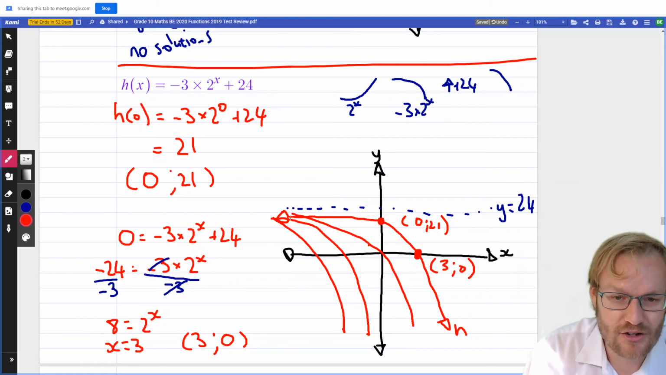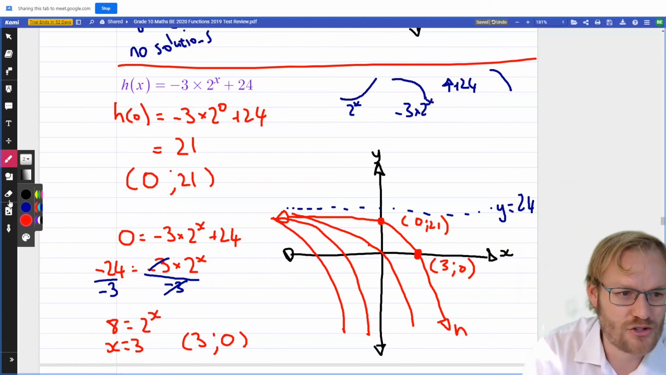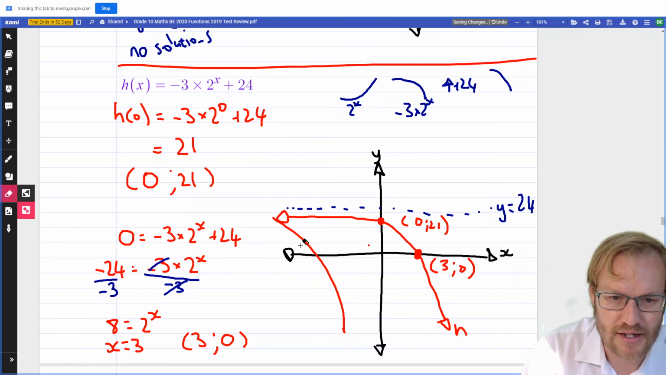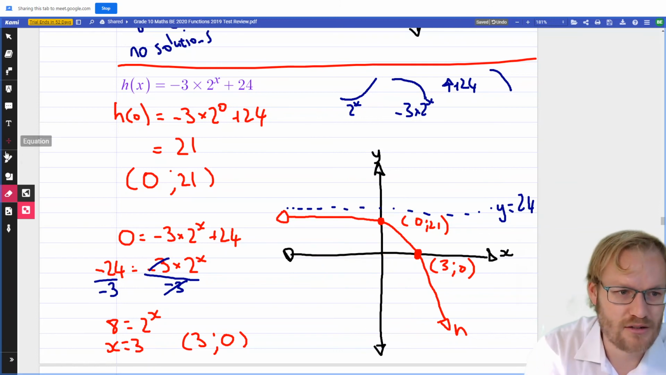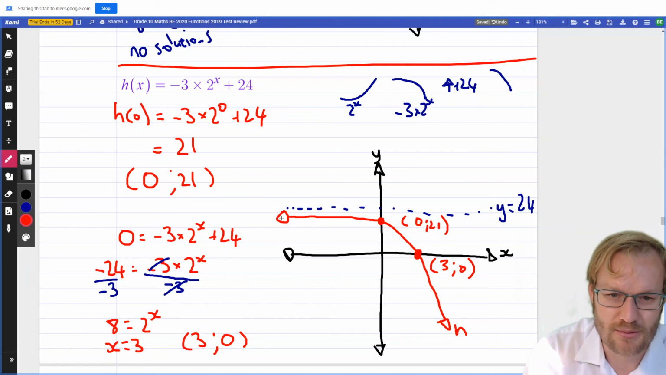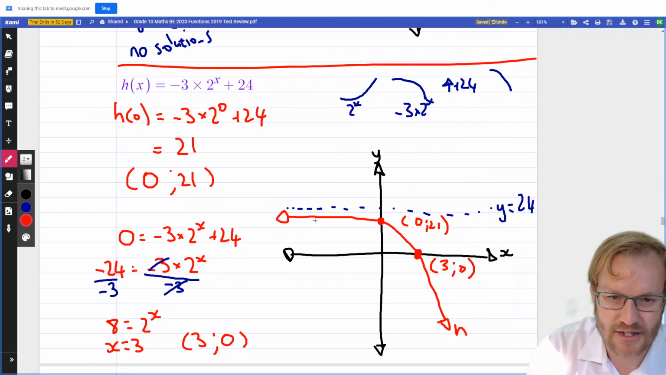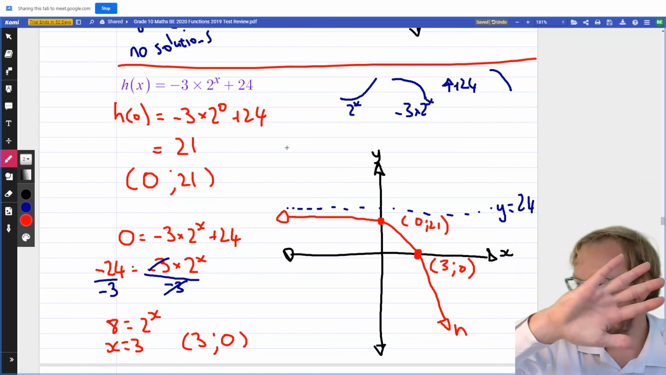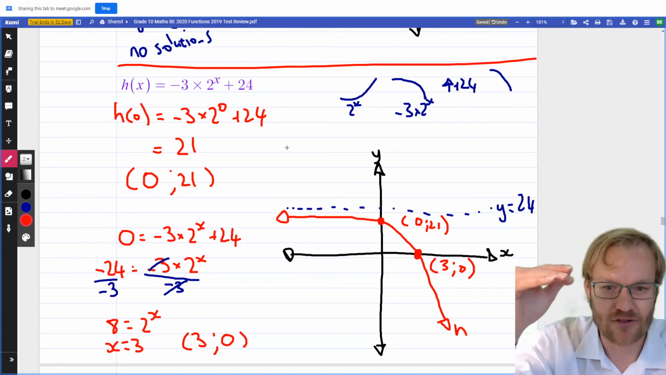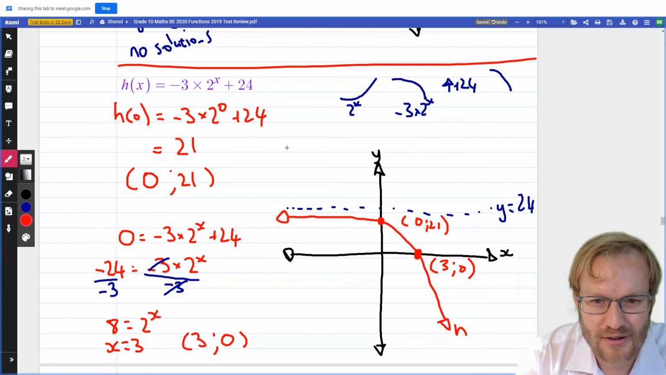If I didn't have a good idea of the shape, and I didn't know where it was exactly, because I've got those 2 points, then I know that there's only one way I could draw this exponential. I'd have to draw it in that shape. So there's our h going in that shape. It was 2 to the x, and then it was multiplied by negative, so I know it was reflected, and it moved up by 24, and we got that shape there.